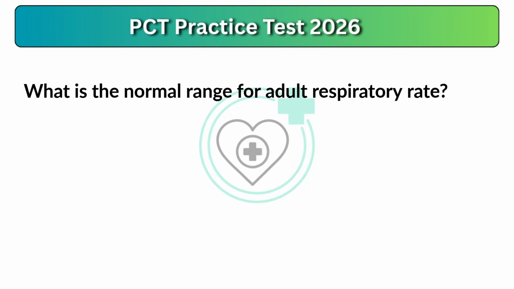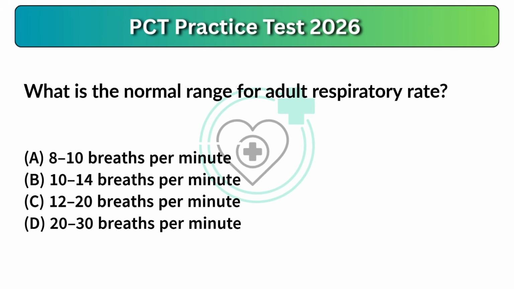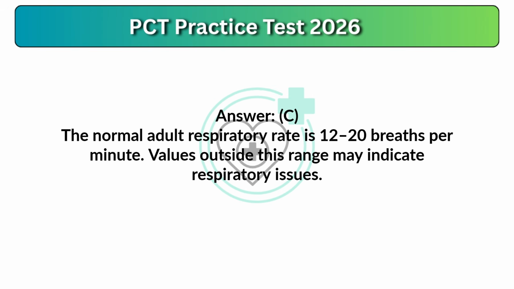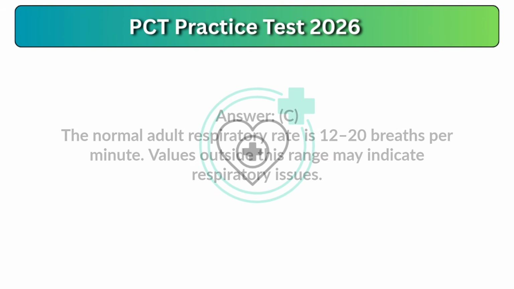Question number 17. What is the normal range for adult respiratory rate? A. 8 to 10 breaths per minute. B. 10 to 14 breaths per minute. C. 12 to 20 breaths per minute. D. 20 to 30 breaths per minute. Answer C. The normal adult respiratory rate is 12 to 20 breaths per minute. Values outside this range may indicate respiratory issues.